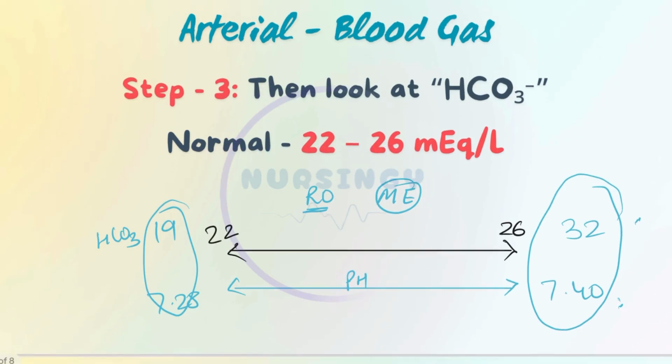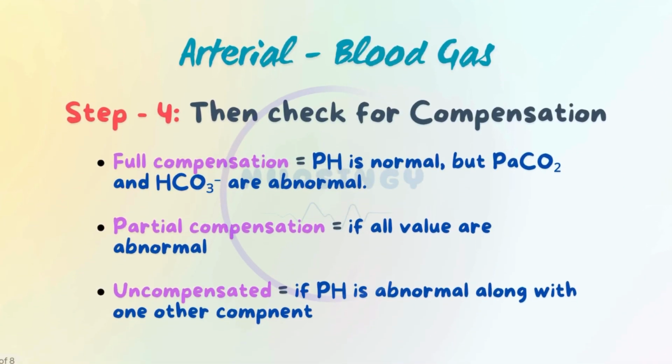Let's move to the next step, where we need to find out whether the patient is having compensation or not. Full compensation is when the pH is normal. If pH is normal, then it is fully compensated, but PaCO₂ and HCO3 both need to be abnormal. So only the pH is normal, but the other two are abnormal.